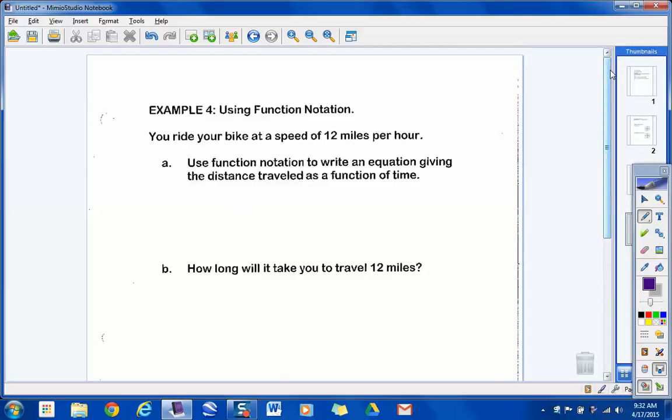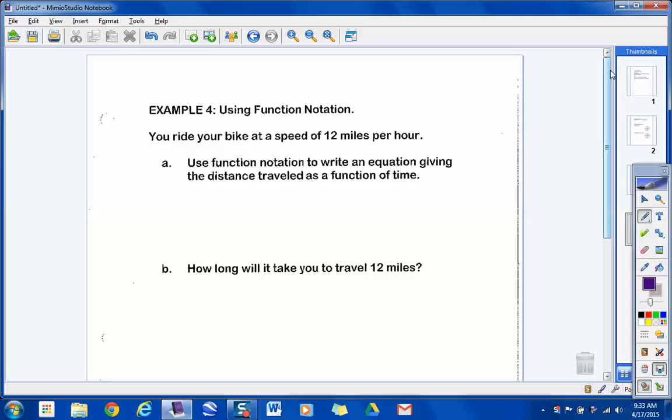Guys, last thing I want to do then is to talk about using function notation and how this works with a real life problem. So, again, keep in mind, everything we've been doing is still slope-intercept form, isn't it? In the example I have up here, it says you ride your bike at a speed of what? 12 miles per hour. That's a rate, isn't it? It says use function notation to write an equation giving the distance traveled as a function of time.